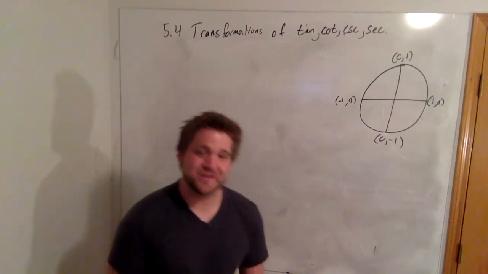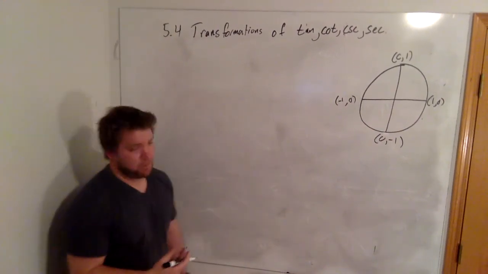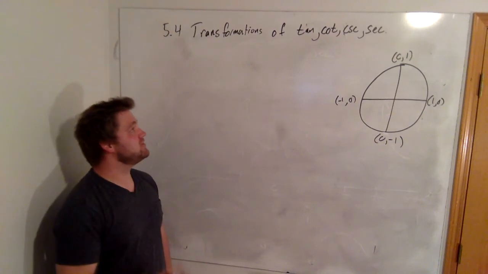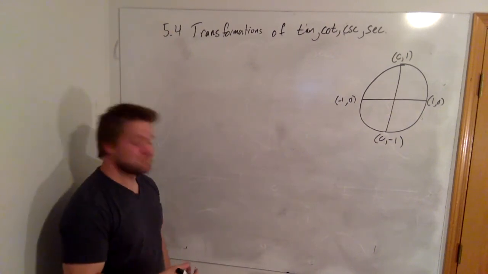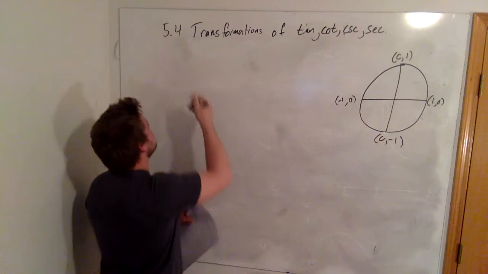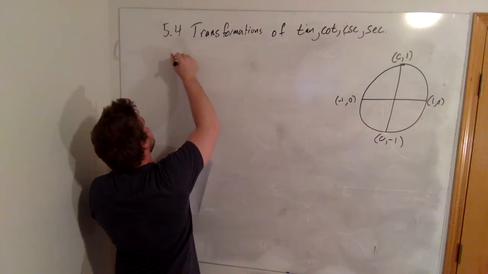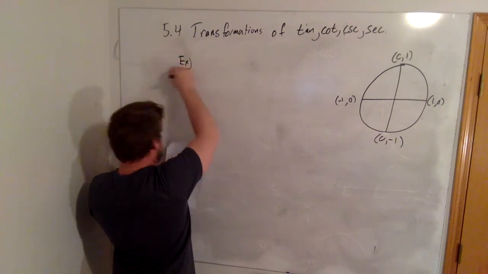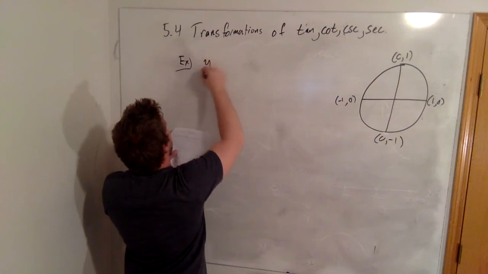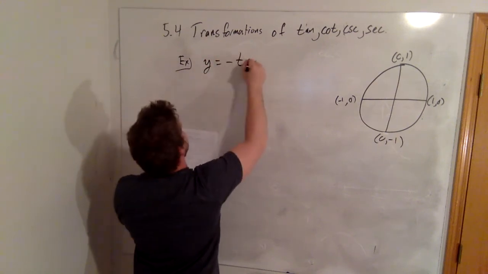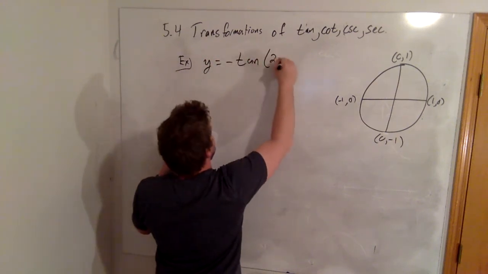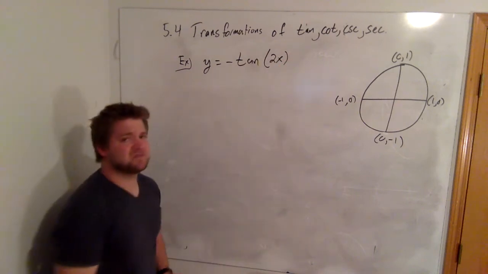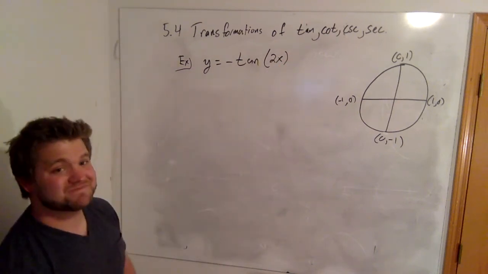Hello everyone. What we'd like to do in this video is take a look at some simple transformations of tangent, cotangent, cosecant, and secant. Okay, let's do a couple examples. So let's first try to graph y equals negative tangent of 2x. Go ahead and pause the video and give this one a shot on your own.